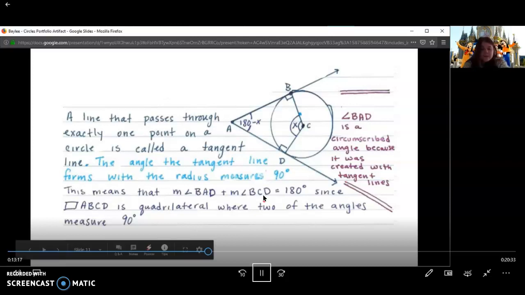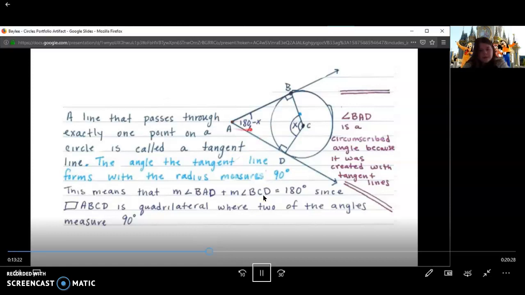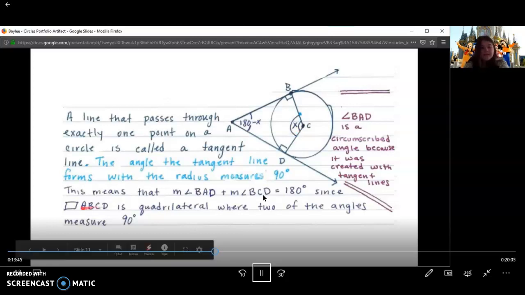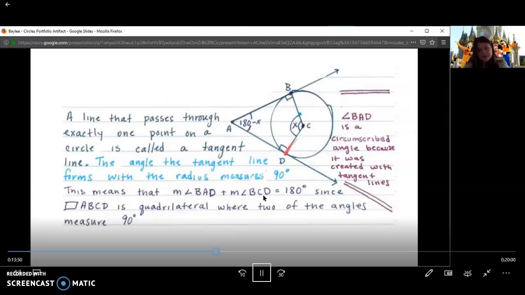So we can use this information to determine the angle BAD, which is this angle right over here, plus BCD right here. So we have x plus 180 minus x equals 180 degrees. So this angle plus this angle will equal half of a circle. And we know that ABCD is a quadrilateral because of the 4 sides there with the 2 radii, and then on the outside with the 2 tangent lines.